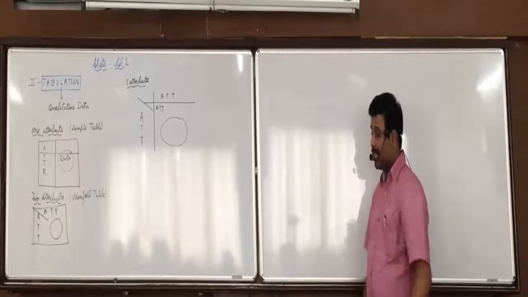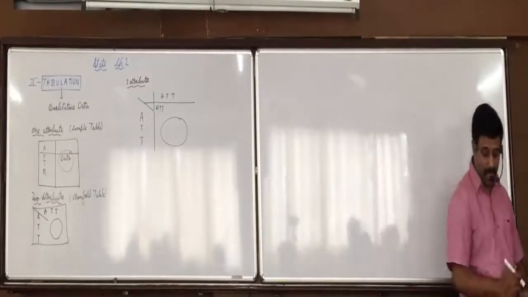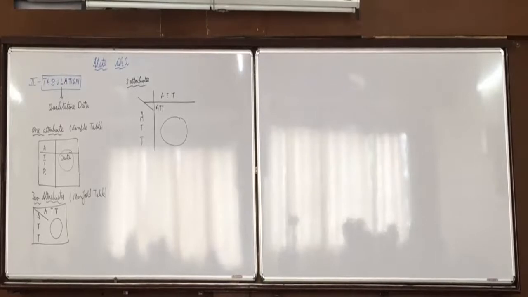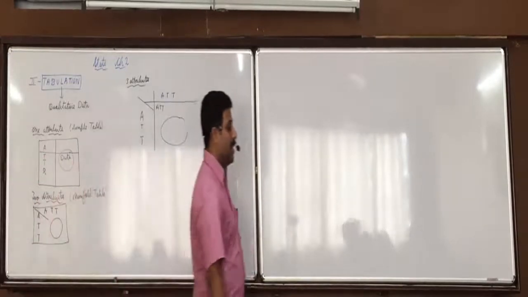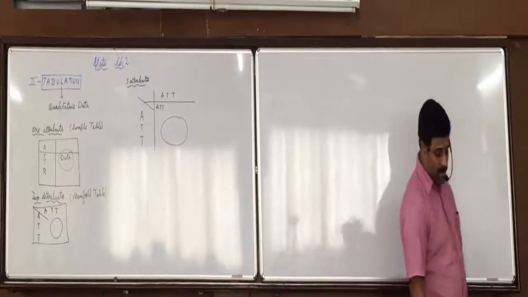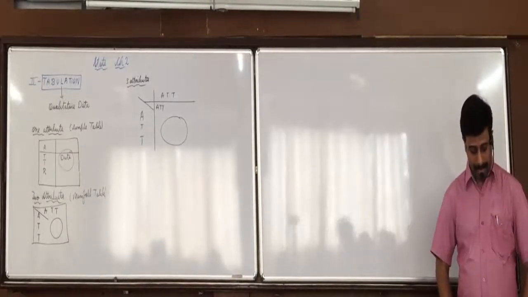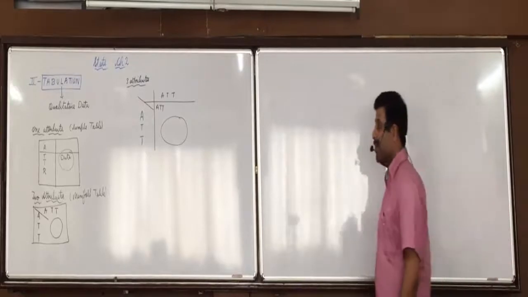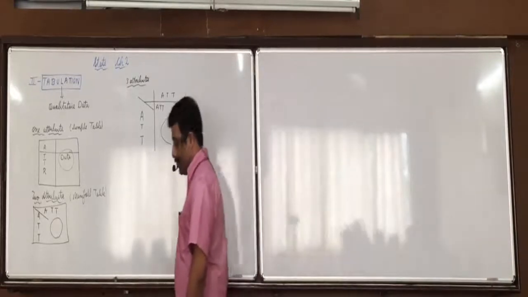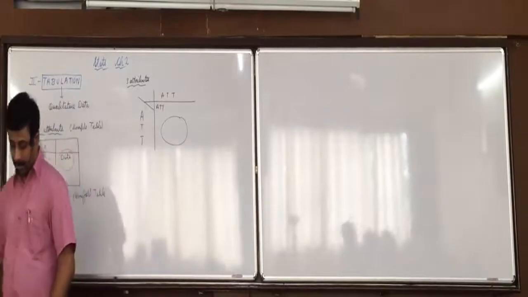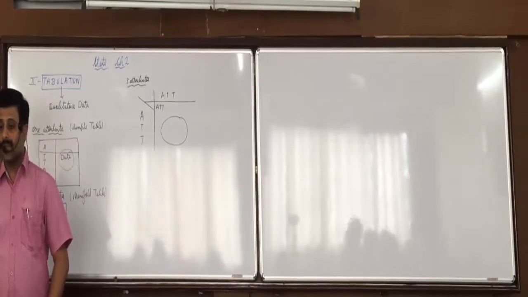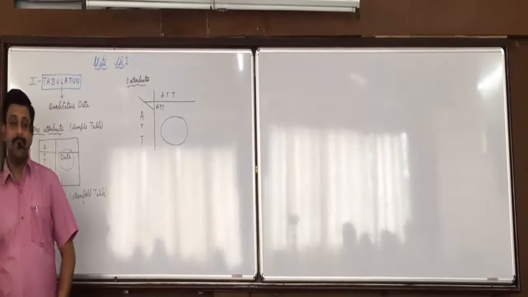Give the heading in your notebook, tabulation. Second part of the chapter, tabulation. Read on. Arrangement of data in rows and columns is called a table. Any confusions?